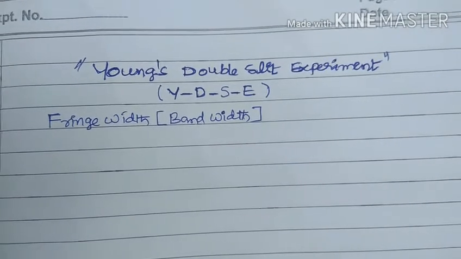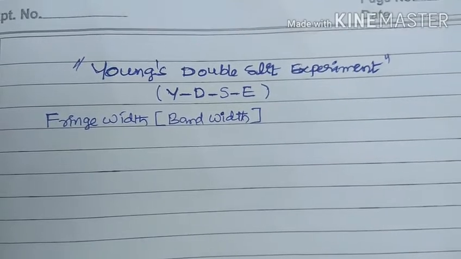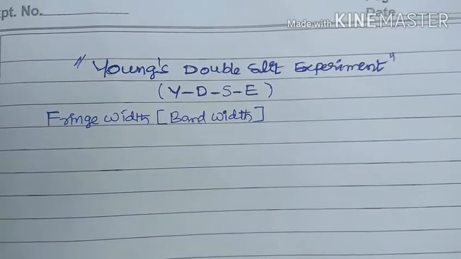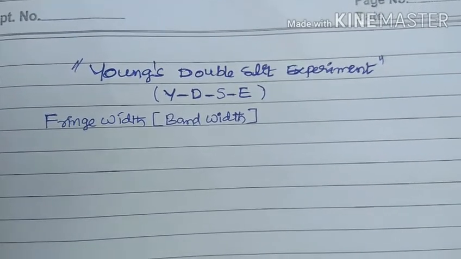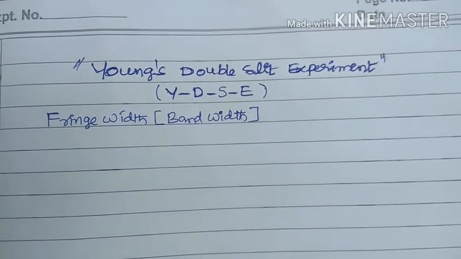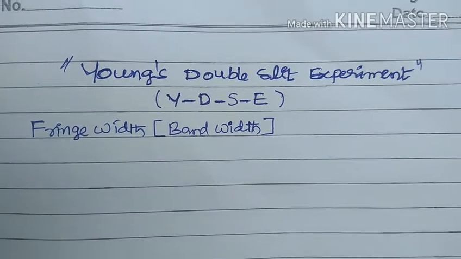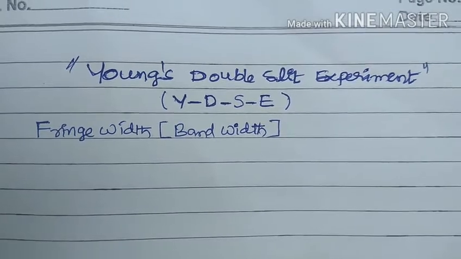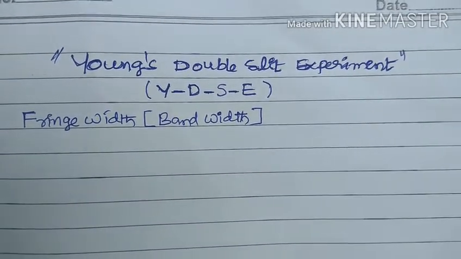In our yesterday's class we discussed Young's double slit experiment, how the fringe pattern is formed, and the reason behind the formation of bright bands and dark bands. All those things were discussed very well in our previous class. If anybody has not seen our previous video, I will provide the link in the description, so please watch it.